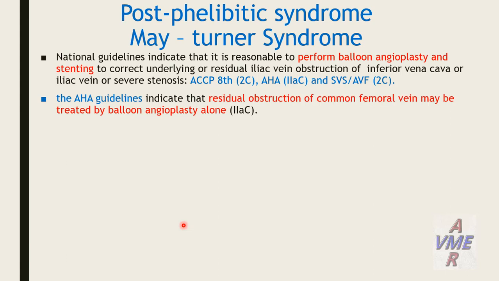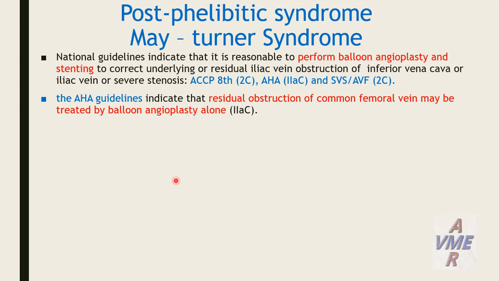So after discussion of the etiology and treatment of the reflux, we will now discuss the obstruction. We have two types: post-phlebitic due to old DVT, or non-thrombotic due to May-Thurner syndrome. National guidelines indicate that it is reasonable to perform balloon angioplasty and stenting to correct an underlying or residual iliac vein obstruction, of the inferior vena cava or iliac vein, or severe stenosis. This has been mentioned in the ACCP, American Heart Association, Society for Vascular Surgery, and American Venous Forum guidelines.